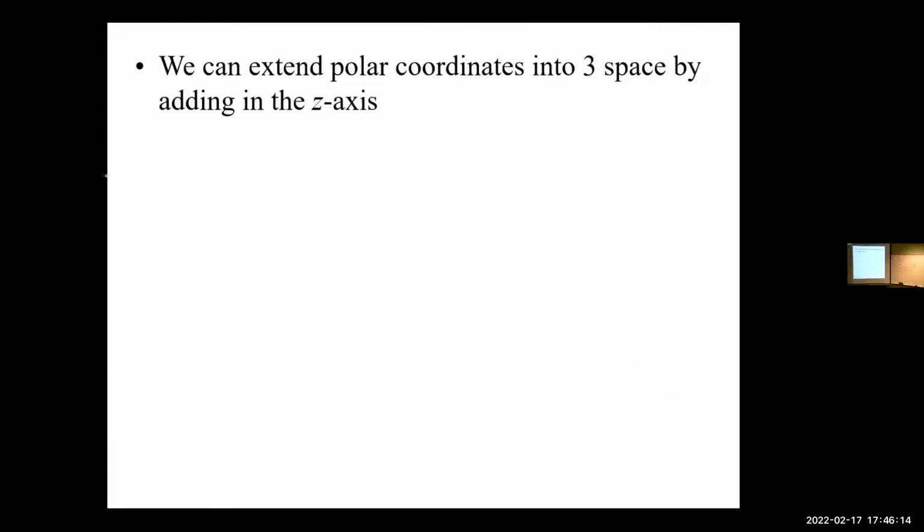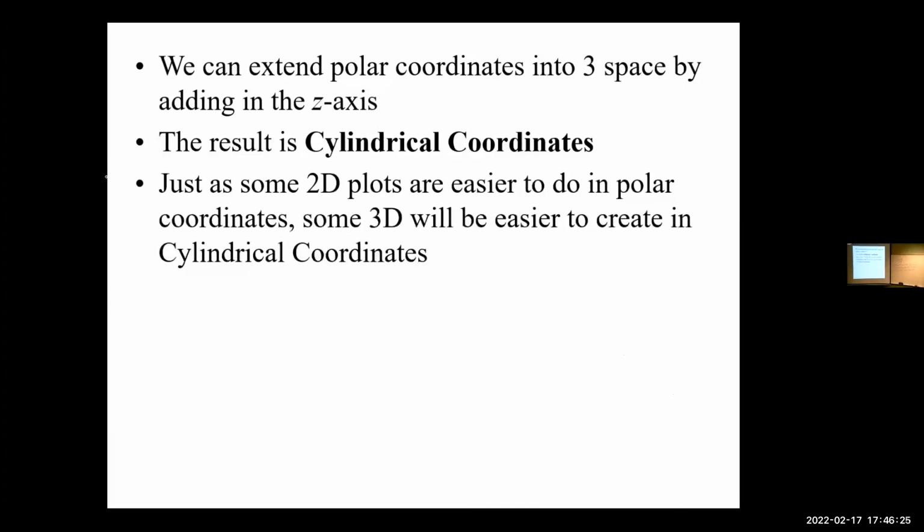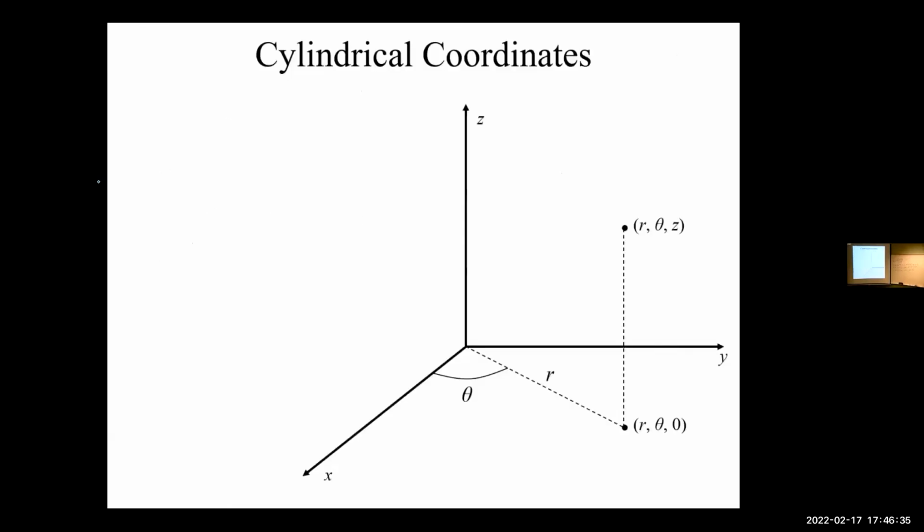So what happens now is we're going to extend into 3D by just adding the z-axis. So it's polar in the xy plane. We add in the z-axis, we get what are called cylindrical coordinates. Things like a cylinder and a cone, hence the name cylindrical coordinates, are going to be easier to do in polar. Basically what cylindrical coordinates look like, you can see we have polar in the xy plane, but then z is just some vertical distance above.